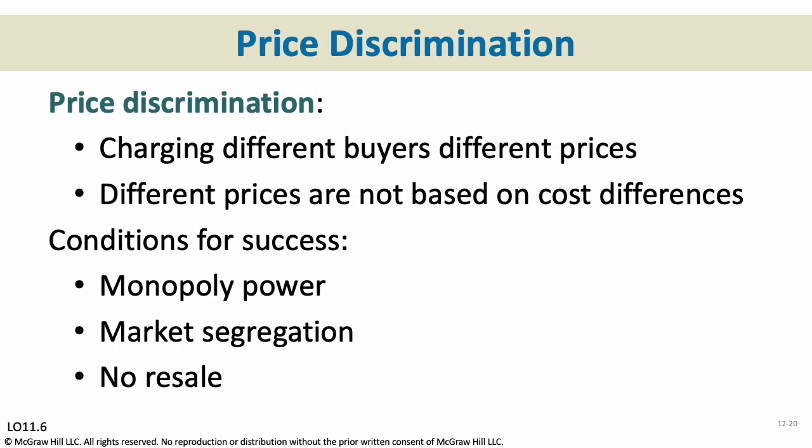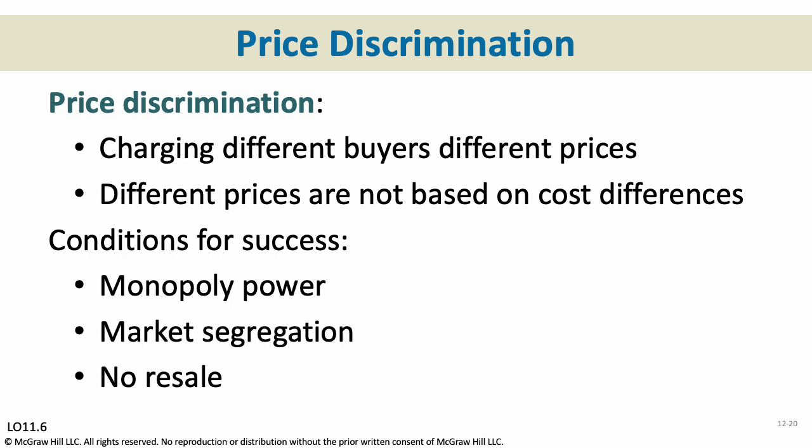That's going to bring us to one of our ultimate points from this chapter. What is price discrimination? Price discrimination is charging different buyers different prices, and the different prices aren't based on cost differences. If you are a monopoly, you have pricing power, so you can set your own price, and you can also discriminate in how you price products. So we can find price discrimination in all types of markets except perfect competition.